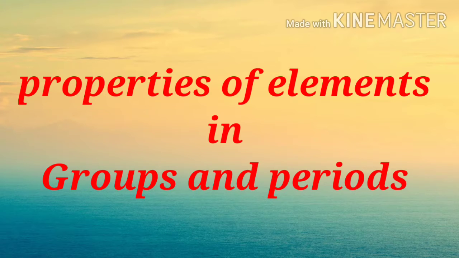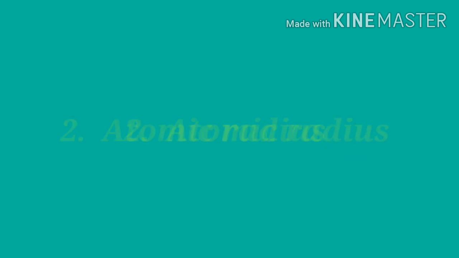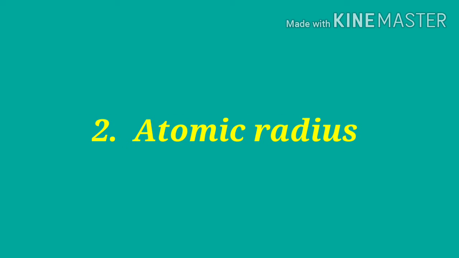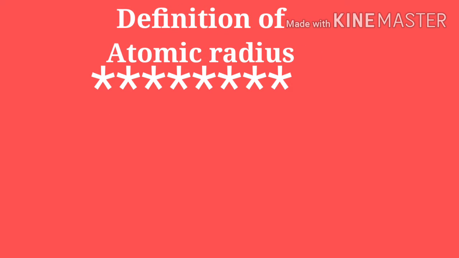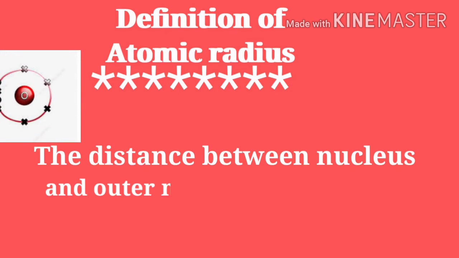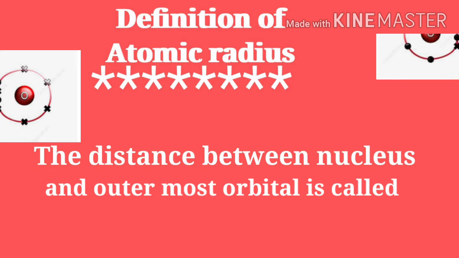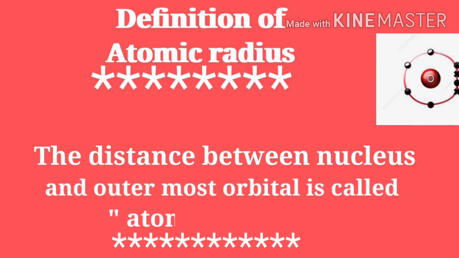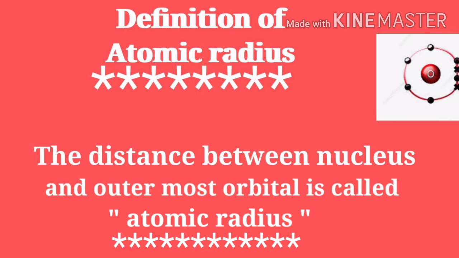Properties of elements in groups and periods. Second one, atomic radius. Definition of atomic radius: the distance between nucleus and outermost orbital is called atomic radius.